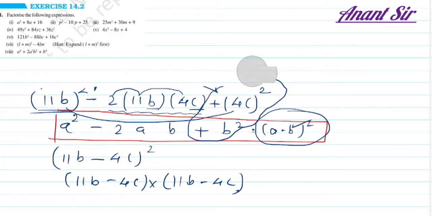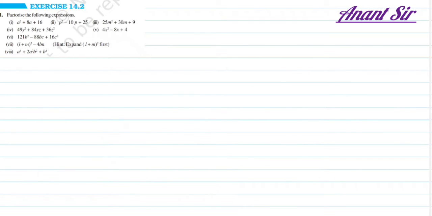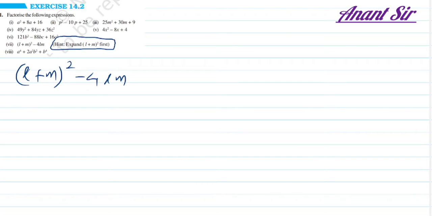So let's move on to solve the next question now. It is looking like a little bit different question, no? Question number 7. L plus m whole square minus 4lm. So nice, they have also given us the hint. I don't think they will give us the hint in the exam though. So what can you do now?